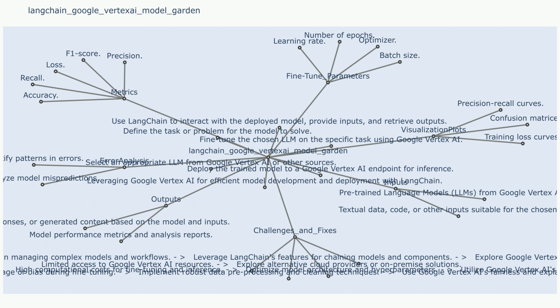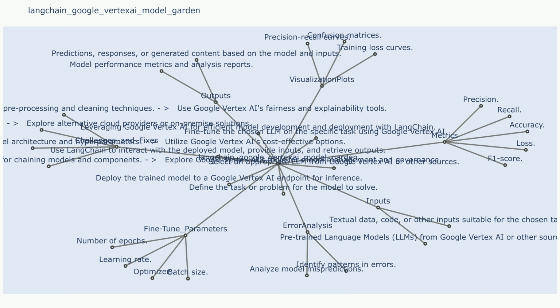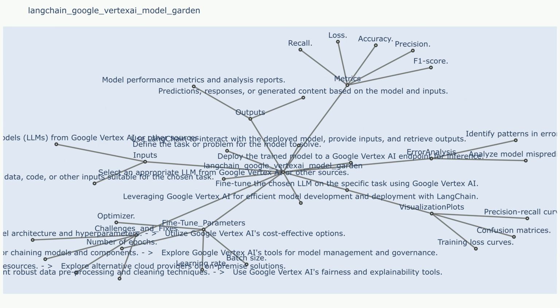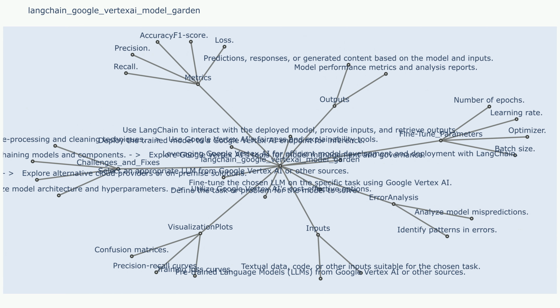Steps. Model selection: the first step involves choosing an appropriate LLM architecture based on the specific requirements of the application. The Model Garden provides access to a wide range of LLMs, including pre-trained models from Hugging Face, Google's own models, and custom models. Data preprocessing: the training data is preprocessed to ensure quality and consistency. This includes cleaning the data, removing irrelevant information, and preparing it for model training.